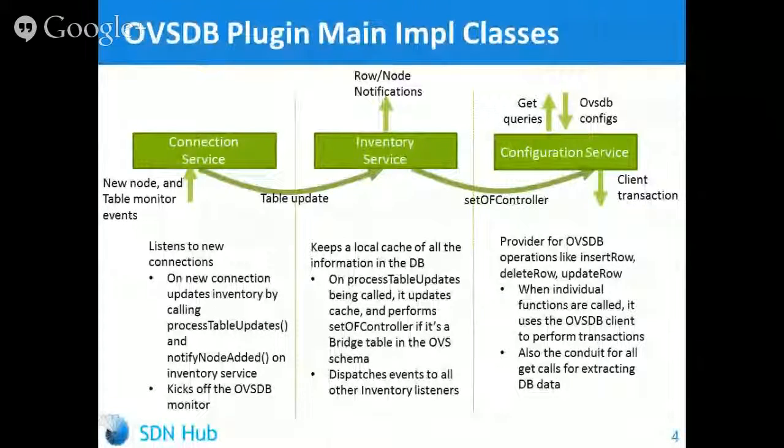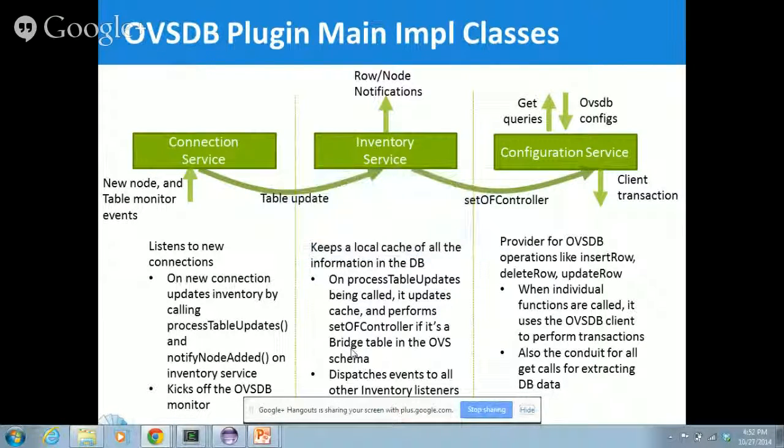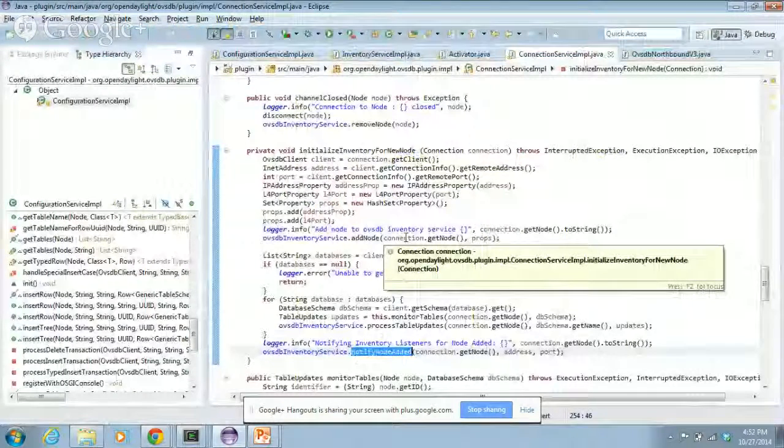So coming back to the PowerPoint, essentially these are three main implementations you need to know if you're working with a plugin: the connection service, the inventory service, and the configuration service. And if you know the schema, you can directly work with the individual row and column information to be able to update whatever is underlying, and you can program the switch.